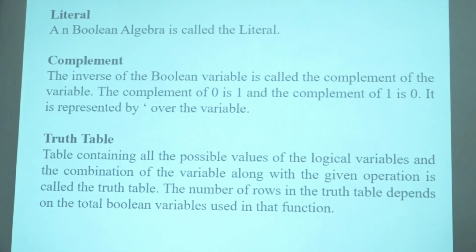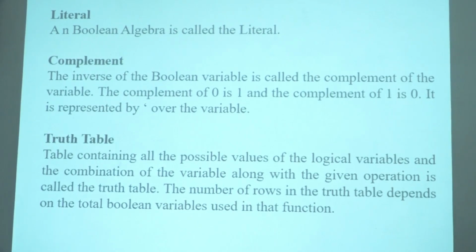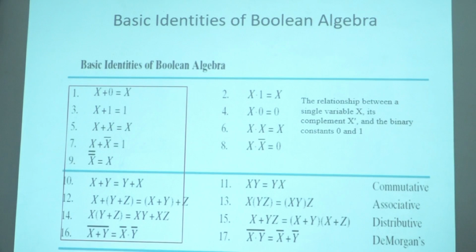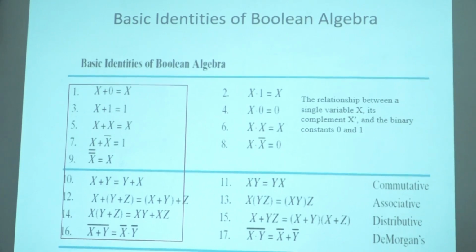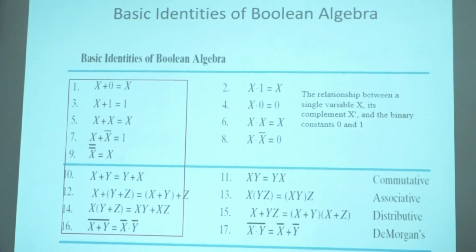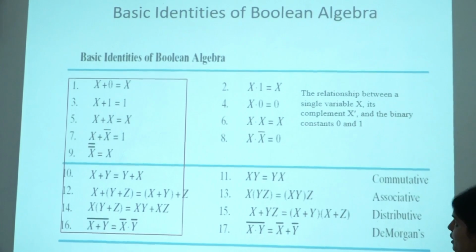Now truth table, we know the table consisting of all possible values of the logic variables, which has rows representing the inputs and outputs of each operation, is called your truth table. Now we will look into some basic identities. All of us know this, we have already studied them earlier. So we will just have a quick recap or brush up of the basic identities of Boolean algebra.